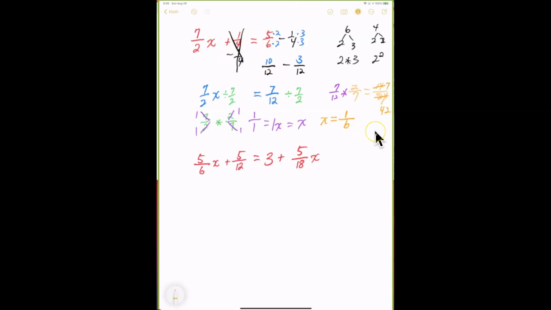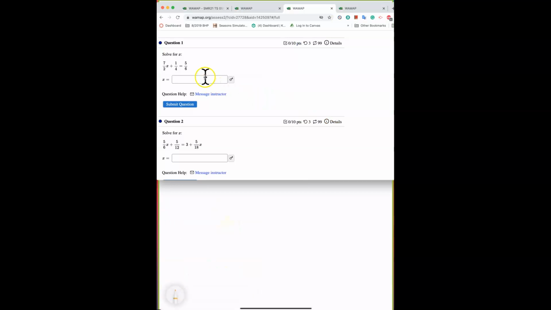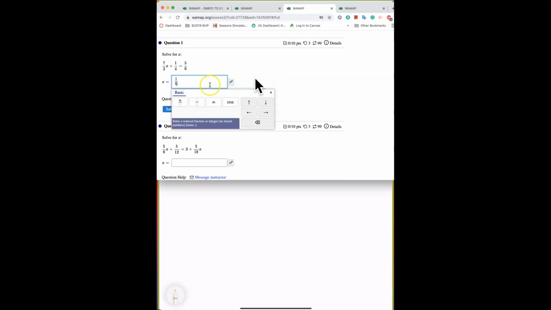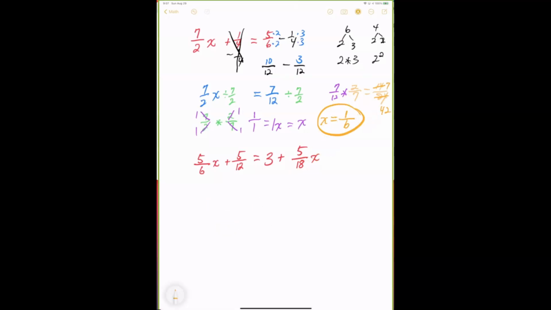Let's plug this in. Let's give it a circle. 1/6 and see how we did. And you can put your fraction in this way. 1/6 will work, and it displays it. So if that looks like the answer we had on the tablet, awesome.